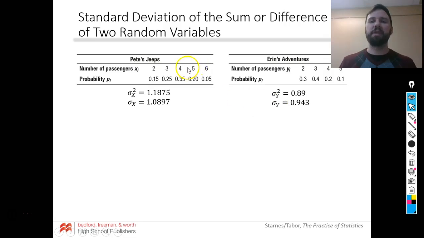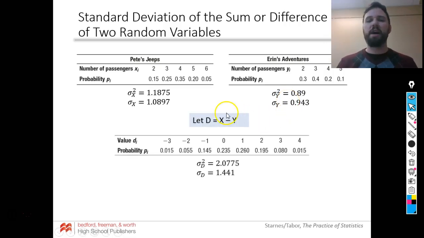Let's try it. So here's Pete's Jeeps. Here's Aaron's Jeeps. Here's our variance. Here's our standard deviation. Here's our variance of y. Here's our standard deviation of y. So how do we find the difference between them? Easy. We square them, we add them. We square them and we add them. Then we square them, we add them, we square root.